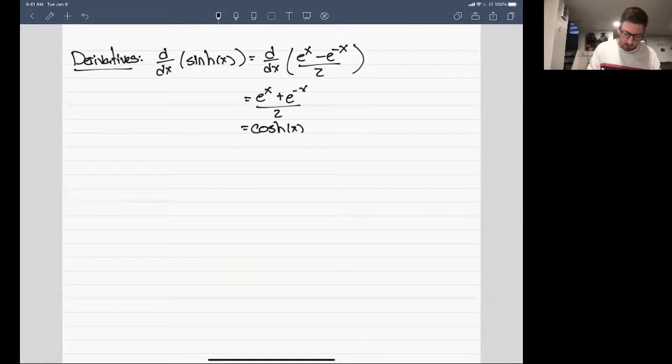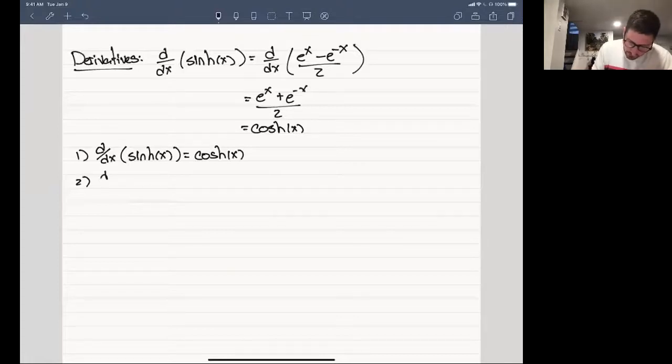So from now on, just like what I did with the identities, I'll start listing the properties. Again, you can prove them just using those exponentials. You can just follow exactly what I did right here. So d dx of sinh of x is equal to cosh of x.